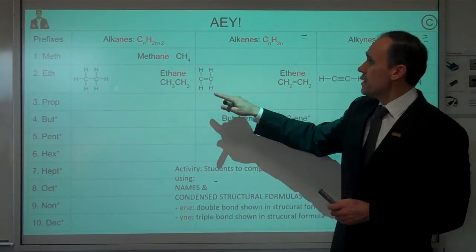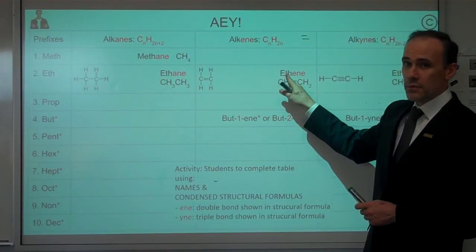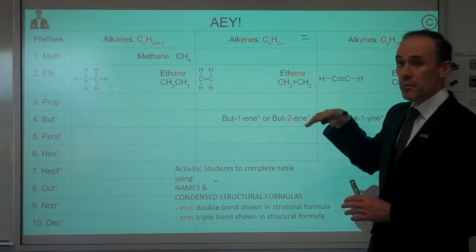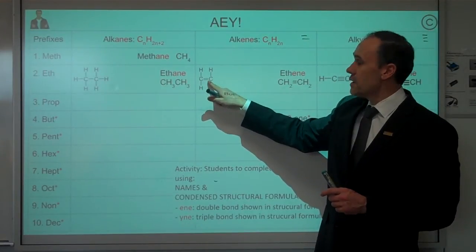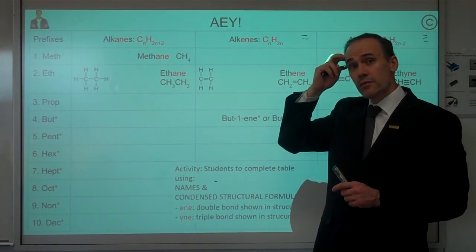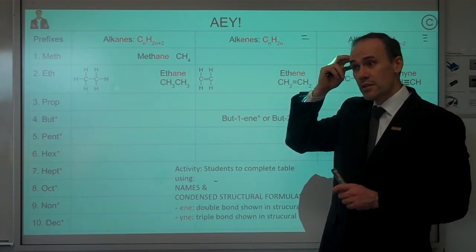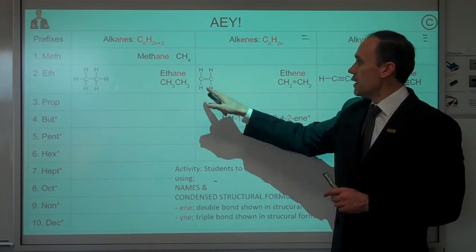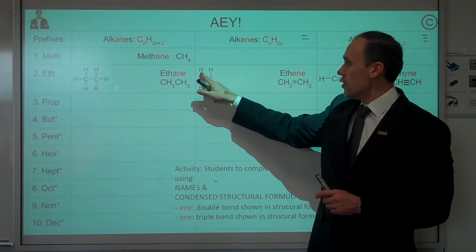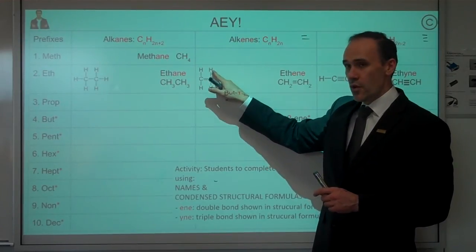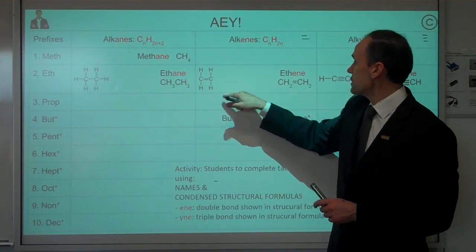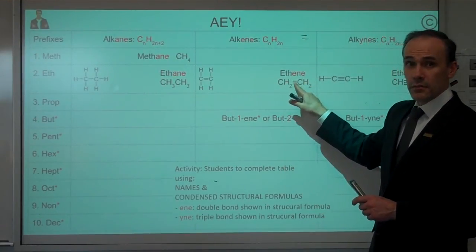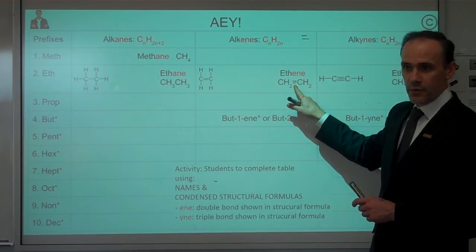Now ethene, again, eth meaning 2 carbons, ene meaning a double bond somewhere. Not rocket science. There must be a double bond between those 2 carbons. And how many bonds can each carbon form? What's the magic number? 4. That carbon has 1, 2, 3, 4. That carbon has 1, 2, 3, 4. And the condensed structural formula is CH2, CH2. And pay attention, you have to show the double bond where it is.